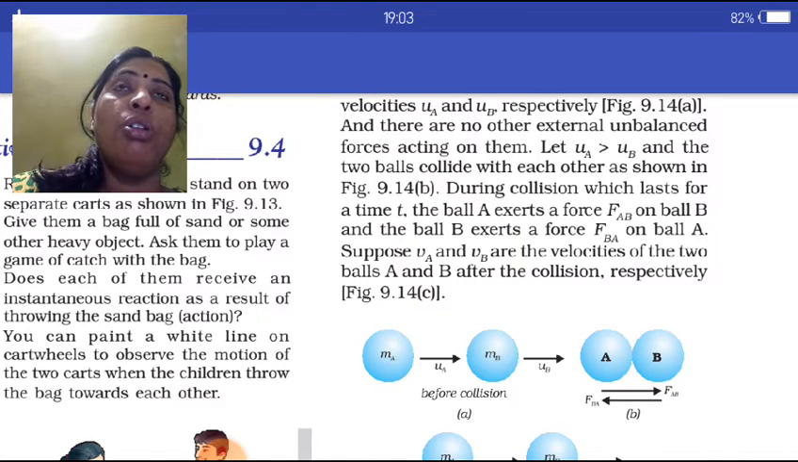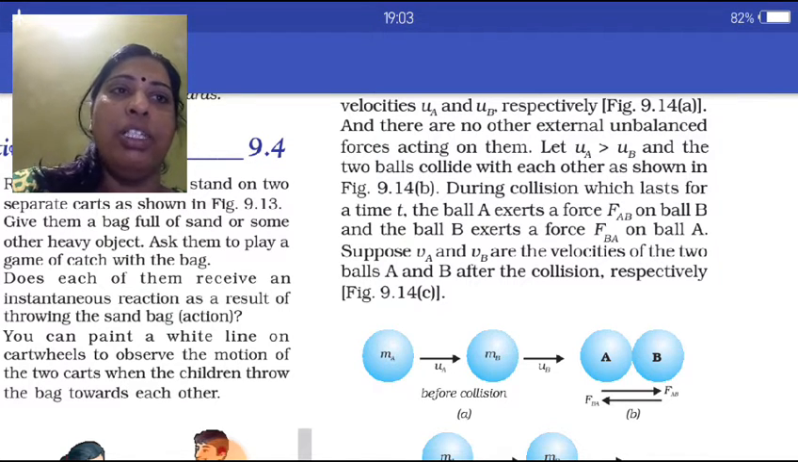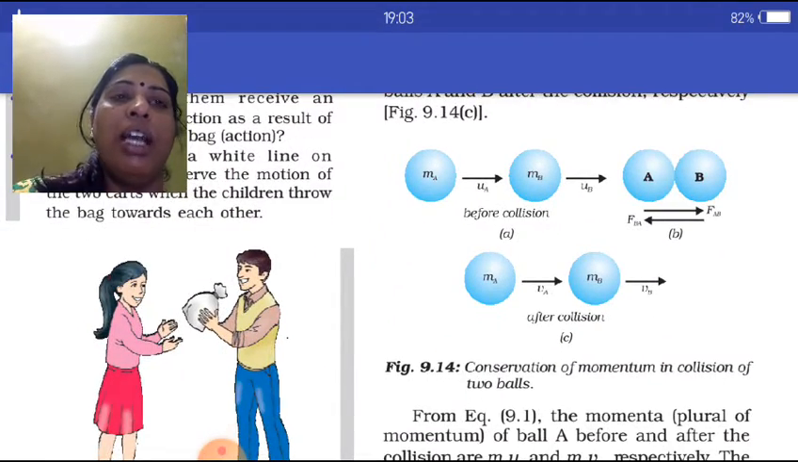Okay, let's say a collision happens. What is a collision? When two balls bounce off each other or strike each other, it is called a collision. So after the collision, the velocities are VA and VB respectively. Figure 9.14c shows the diagram.